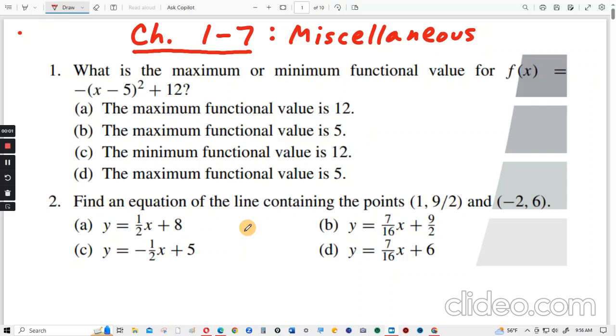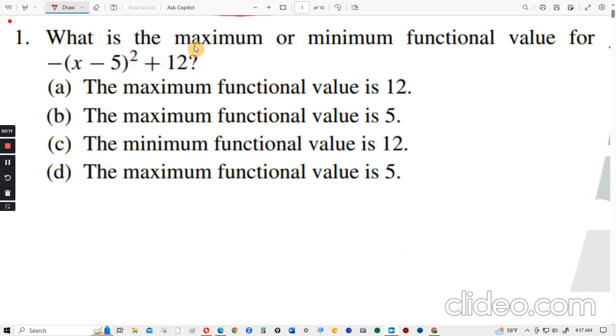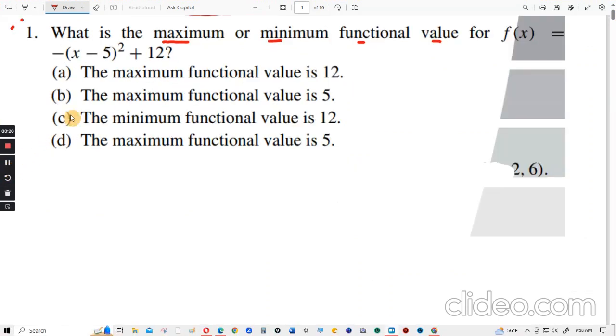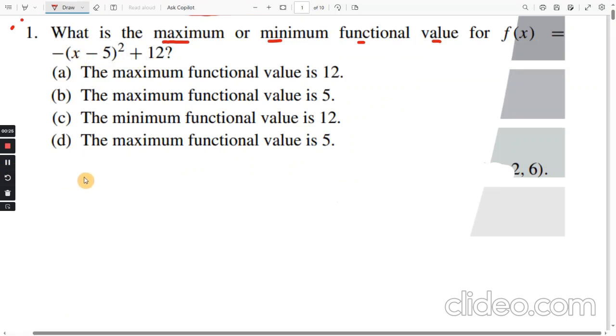This will be for the midterm review, and these are miscellaneous problems for chapters 1 through 7. Number 1, they want to know what is the maximum or minimum functional value for this function right here. All right, so I'm going to recopy this. f of x equals negative (x minus 5) squared plus 12.